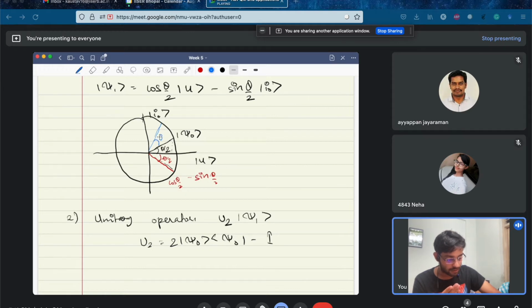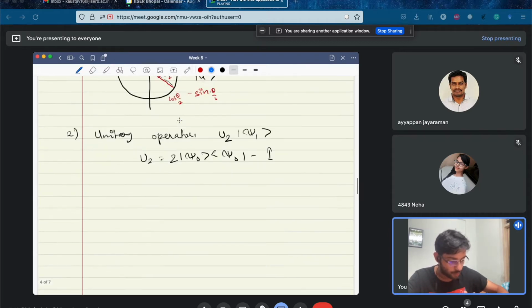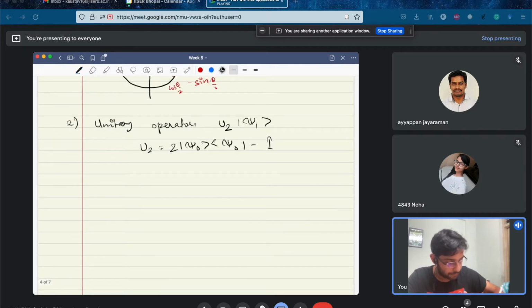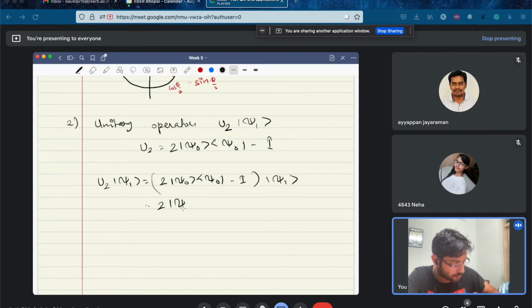So this is theta, and this you will get as psi 2. So let me just show you how you get that. Okay, so you are operating u2 on your psi 1. So this is psi 0 psi 0 minus I acting on psi 1. So what you get here is your psi naught stays as it is, psi 1 and minus psi 1. So let us just look at what we have here.